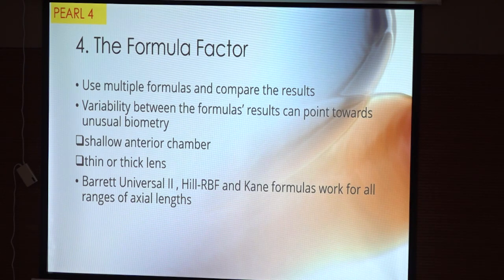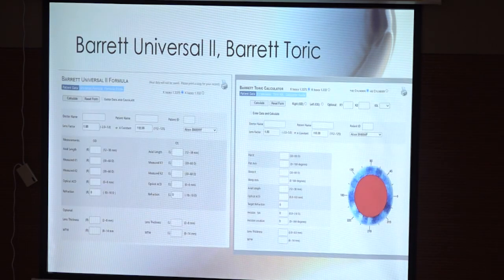So Barrett's Universal 2 and Hill RBF, which is an artificial intelligence based formula, and now even the Kane formulas, they work for all ranges of axial lengths. So this is the Barrett's Universal 2 formula. This is available online, as well as it is incorporated in the IOL Master 500 and the 700.